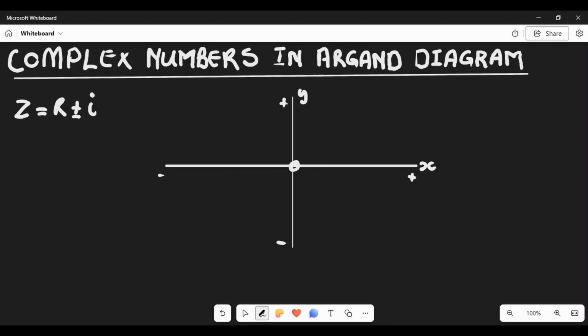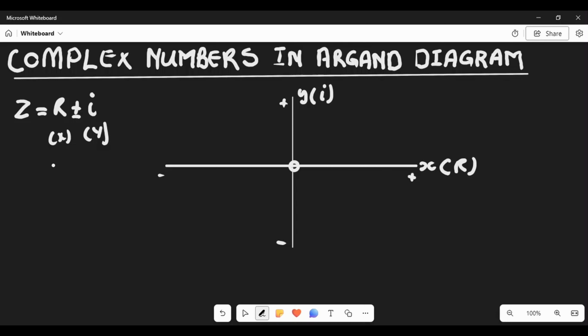When it comes to complex numbers, or when we want to represent the complex numbers in the Argand diagram, the y-axis is actually the imaginary numbers, which is for the complex number. This here is actually our y. And then as for the x-axis, it's the real numbers, which is this one here. So this one here is the x-axis, which is the real numbers.